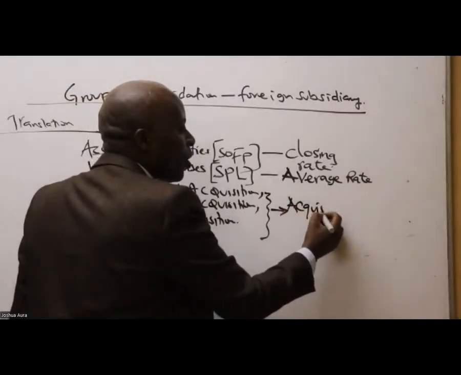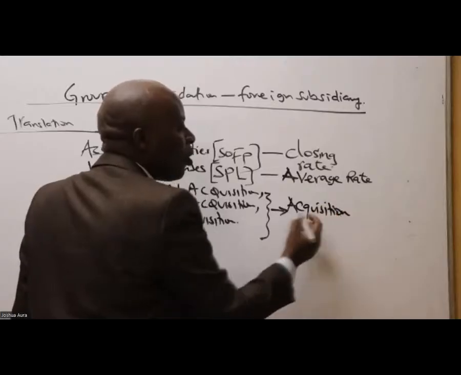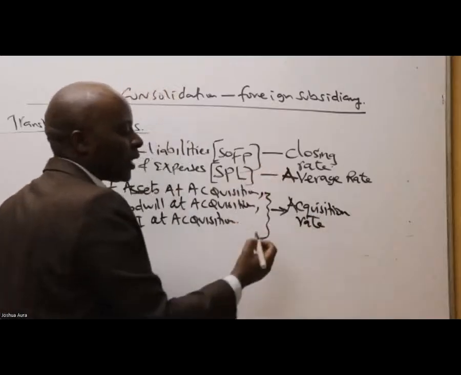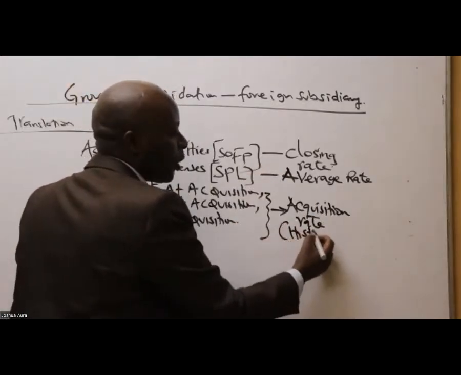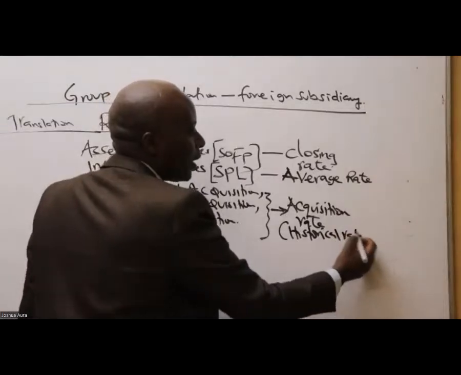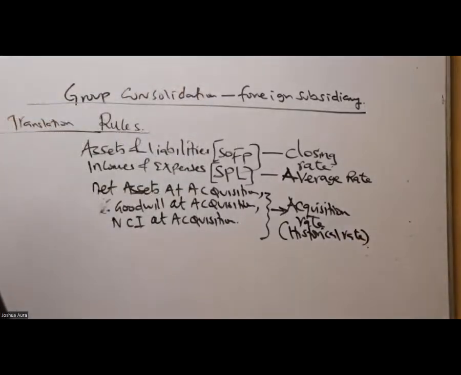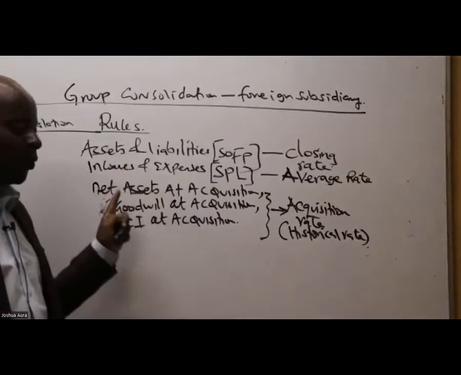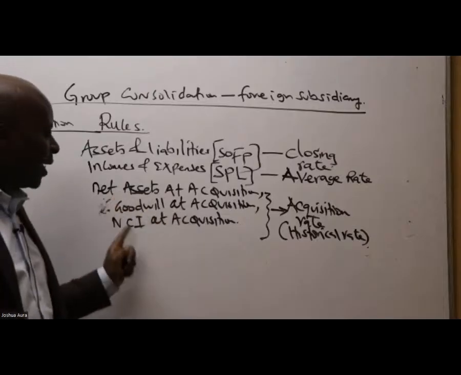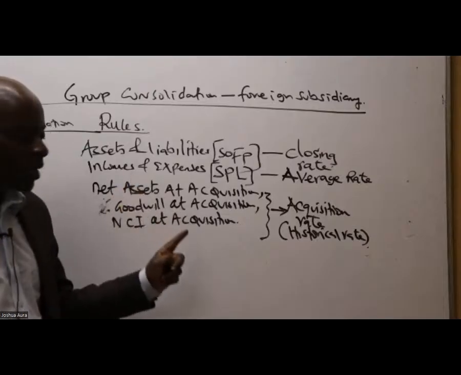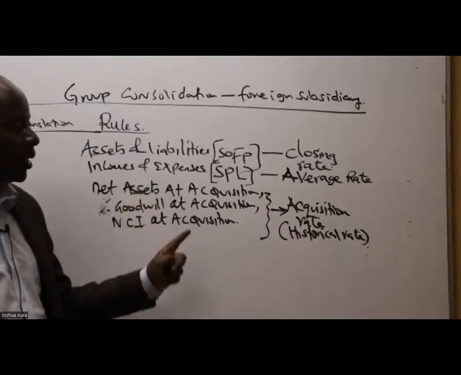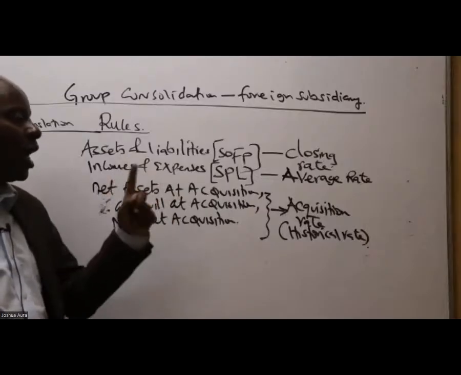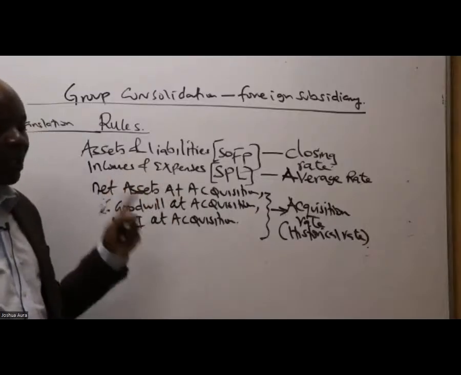The rate which existed on the date of the acquisition. So the acquisition rate, we'll get some books calling this the historical rate. So anything you hear like net assets at acquisition, goodwill at acquisition, NCI at acquisition, these ones, we shall always be translating them using the rate that existed during the acquisition time, which is also known as the historical rate.